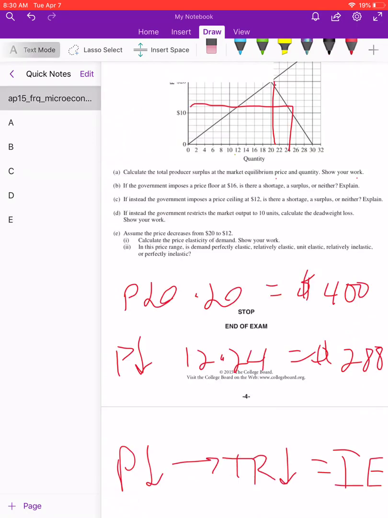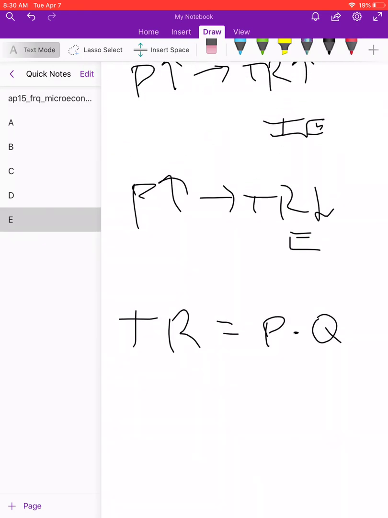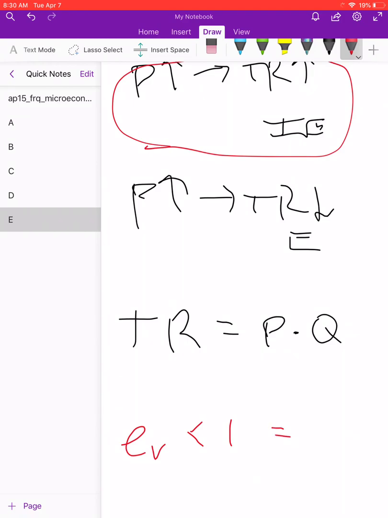And then looking at E2, it says, is this demand perfectly elastic, relatively elastic, unit elastic, relatively inelastic? Well, we know this is relatively inelastic. We know it's relatively inelastic because of 2 reasons. We have the total revenue test. That was our first reason, and that was our solution here. But your other answer could have been that if the elasticity coefficient, or the elasticity value, is less than 1, then that is an inelastic good.